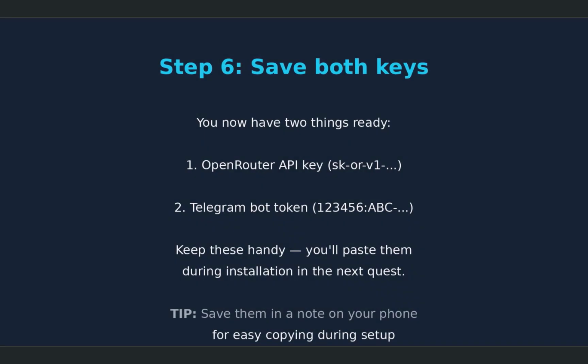Step 6, save both keys. You now have 2 things ready, your OpenRouter API key, starting with sk-or-v1, and your Telegram bot token, starting with numbers. Keep these handy. You'll paste them in the next quest during installation.